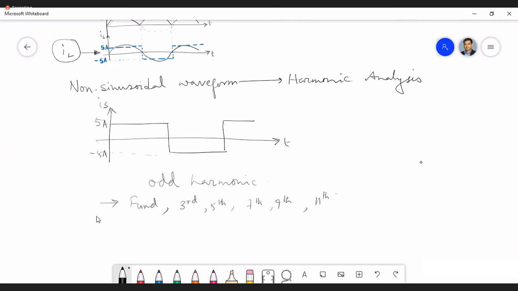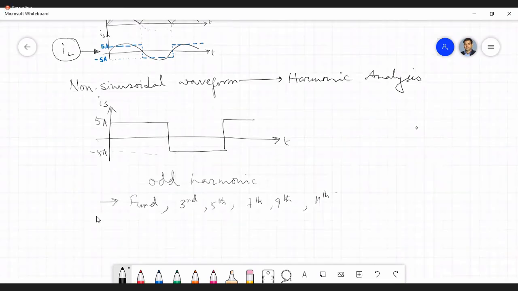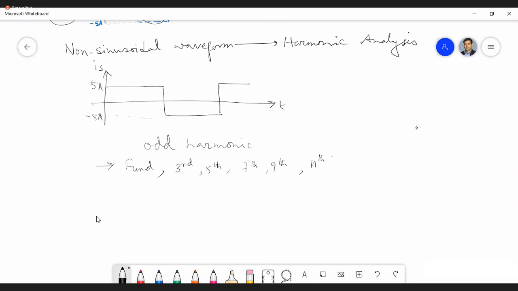Okay, now the rest of the chapter will be discussed with the issues due to this harmonic in the source current.